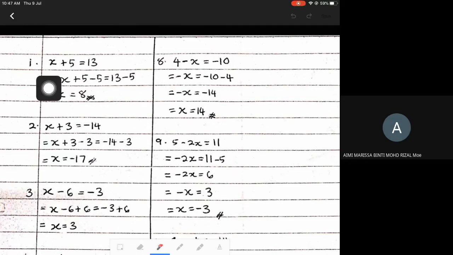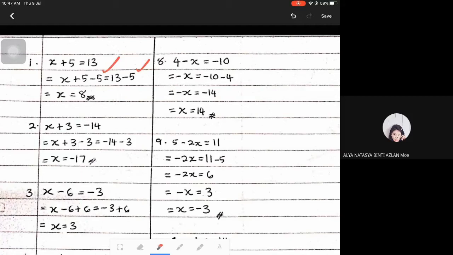So, Alia guna kaedah apa ni? 5 minus 5 on the left and on the right side also. Equality. Yes, equality concept. Okay, boleh. Tak kisah guna cara apa pun, asalkan faham ya. So, Alia guna equality concept. Betul lah tu. So, this is 5 minus 5. 13 minus 5. Okay, correct.